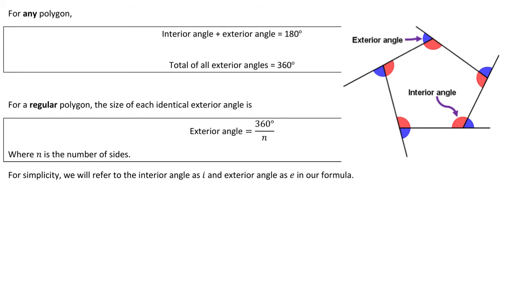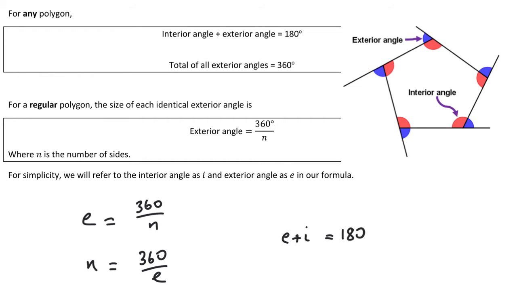So with this we could manipulate it so that the exterior angle E is 360 over n, or the number of sides n would also equal 360 divided by E. And then we have the case where E plus I equals 180.